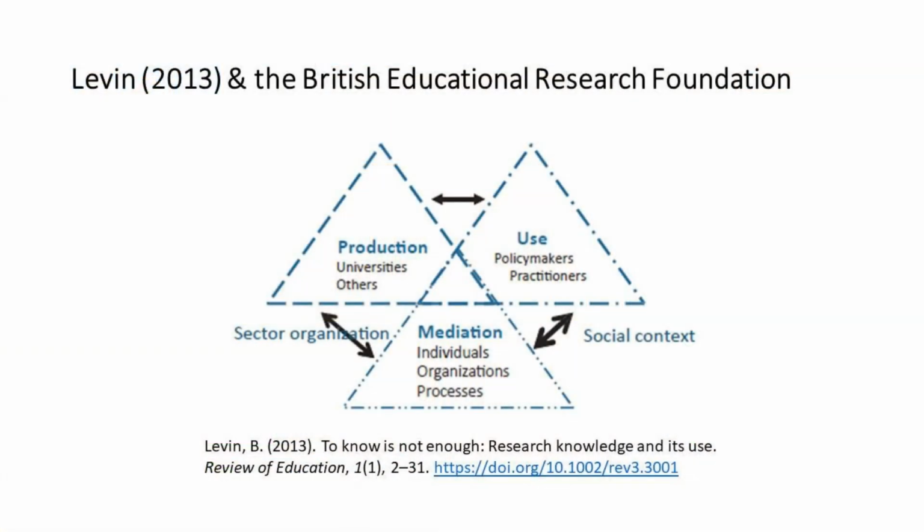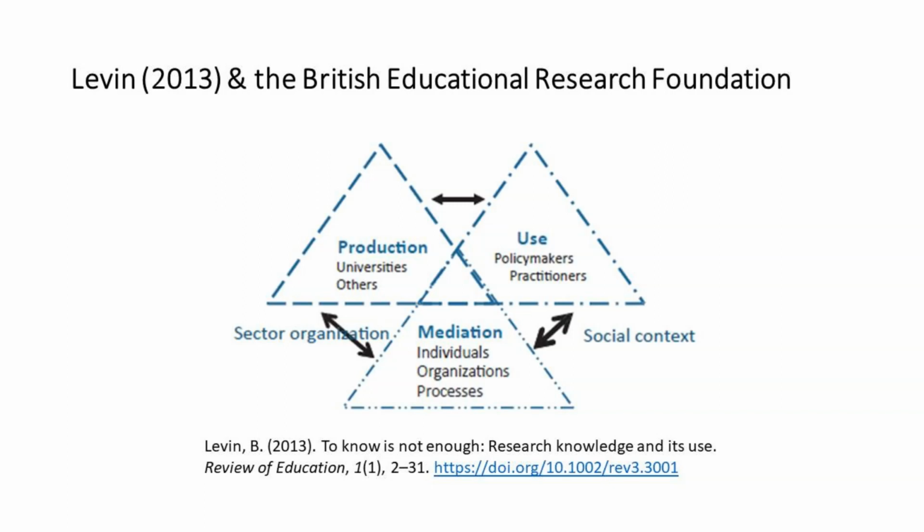So one of the models that we can look to, as you'll see on screen, is by Levin in 2013, and that was published in the British Educational Research Foundation's report. They looked at three major characteristics of successful knowledge mobilization or knowledge translation from research to practice.